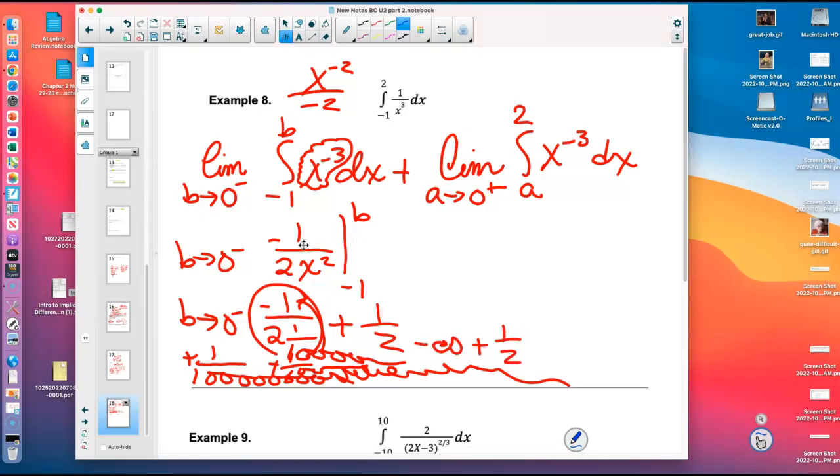Why am I going to quit? It diverges. It doesn't matter what happens with the other one. It might diverge as well. It might be a 5. It doesn't matter. We can say diverges.